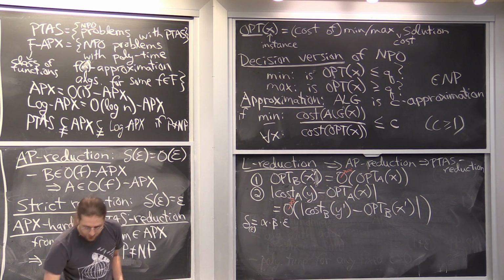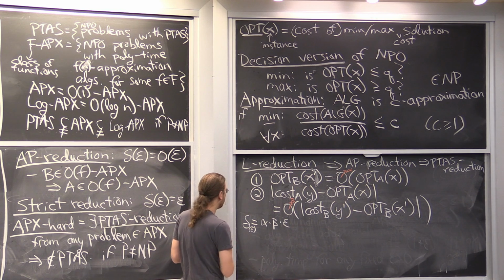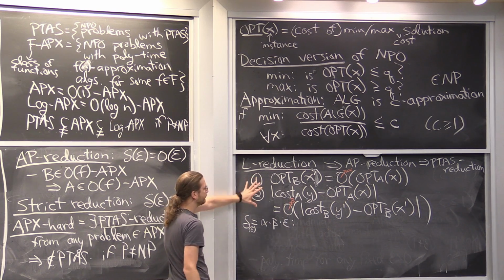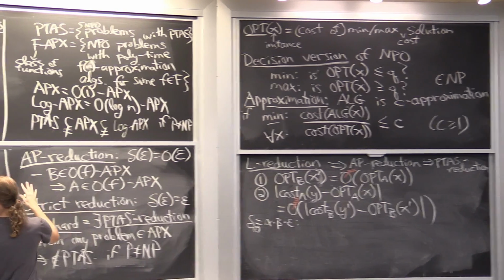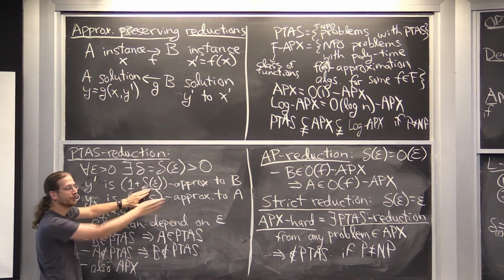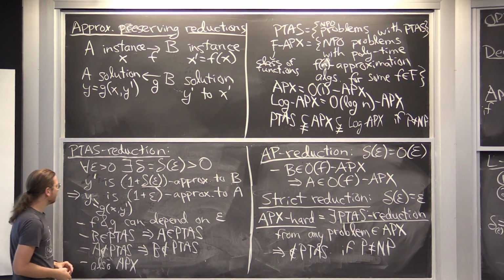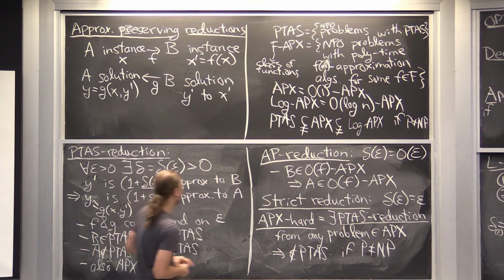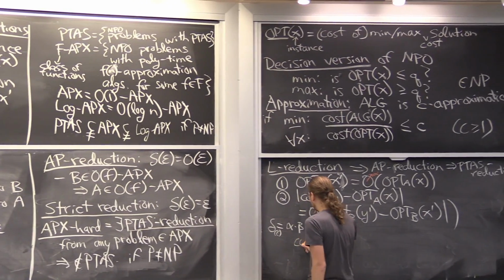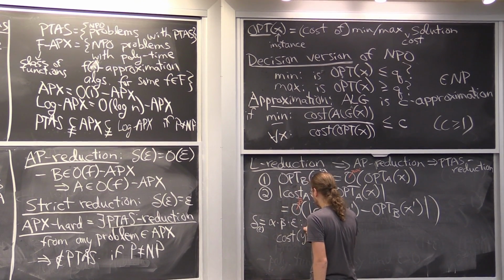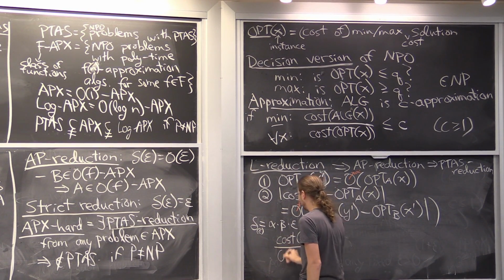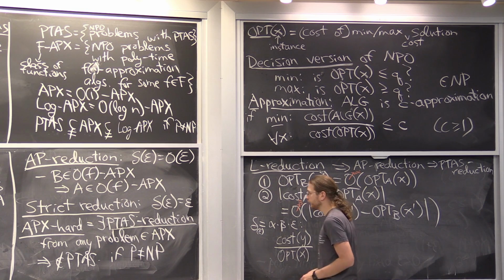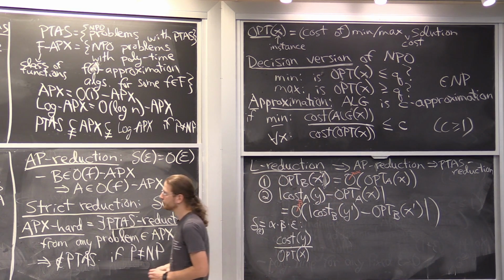Ideally without cheating. So I claim that if I have such an L reduction, that this holds when delta is that linear function of epsilon. So I want to conclude that y is a pretty good approximation. To do that, I will look at the cost of y divided by opt of x, which would be the original input. So we want to show that this is at most 1 plus epsilon.